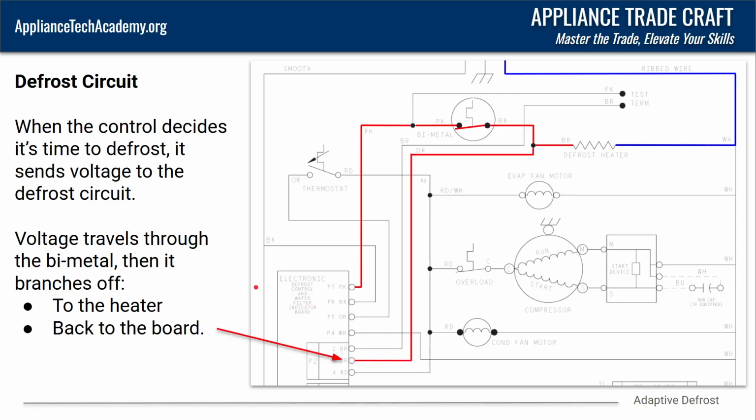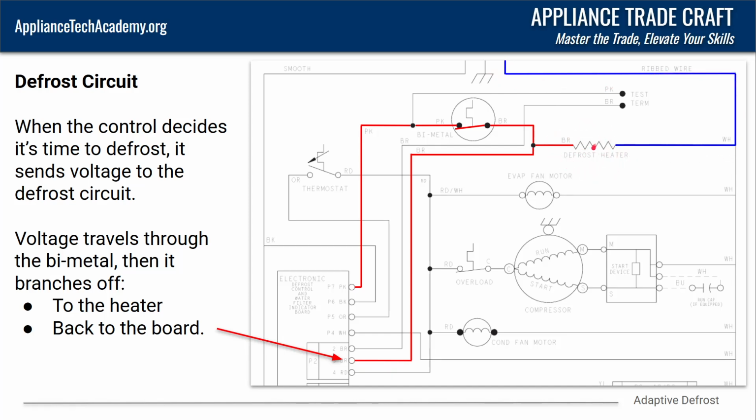Now let's take a look at the defrost circuit. When the control decides it's time to defrost, it shuts off voltage to the cooling circuit. No more 120 volts on this line going there. And then it sends 120 volts up to our defrost heater right here. Same process, sending 120 volts out. It comes up through this bimetal over here to the defrost heater. And of course, neutral's coming in on this side. And now our defrost heater is energized.